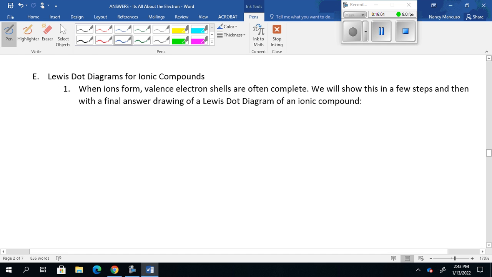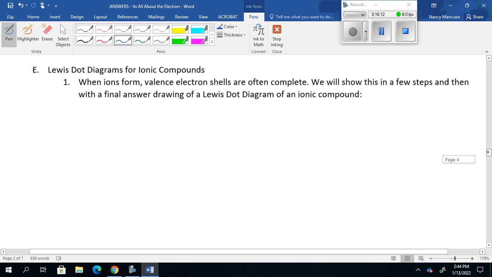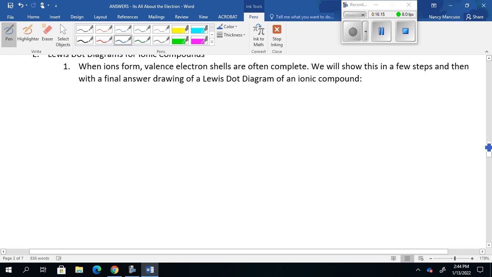Okay, so now you're back. So now you're ready to do Lewis dot diagrams for ionic compounds. So when an ion forms, valence electrons are often complete. The whole idea is to become stable. So I'm going to show this to you in a few steps, and then I'm going to show you what the final answer will look like.